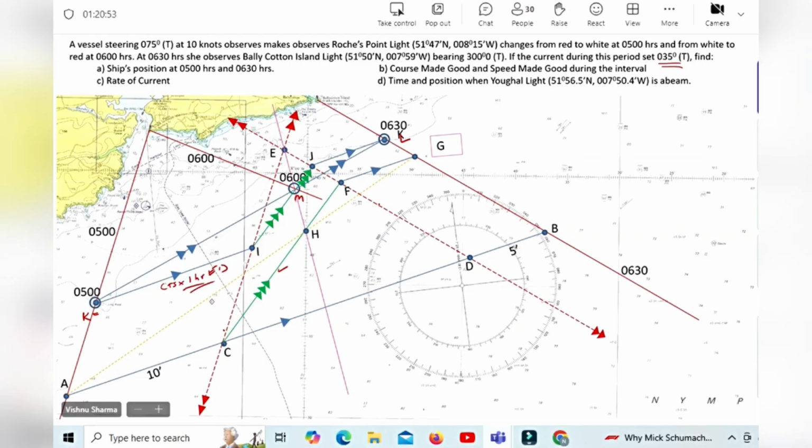This is CMG into 1 hour distance made good. Why? Because it is 5 to 6. Then obviously this becomes the current for 1 hour. So this vector triangle, this one that I'm shading, I'll show it to you again. This vector triangle is the vector triangle for 1 hour in this case. And we get another vector triangle here, which is the vector triangle for 30 minutes. So this is basically what this entire thing was about.